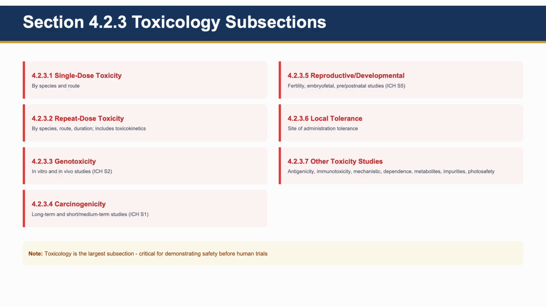Section 4.2.3.5 covers reproductive and developmental toxicity. Section 4.2.3.6 addresses local tolerance. Section 4.2.3.7 includes other toxicity studies such as antigenicity, immunotoxicity, mechanistic studies, dependence liability, metabolite toxicity, impurity qualification, and photosafety.